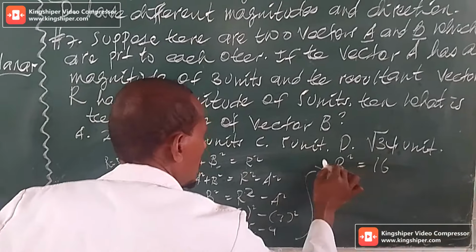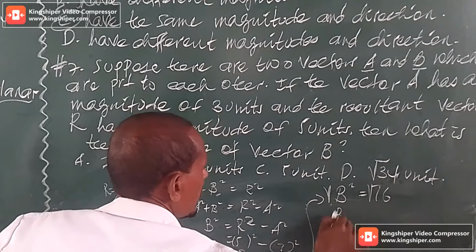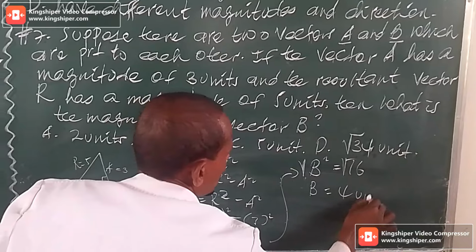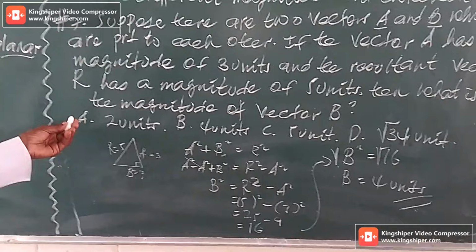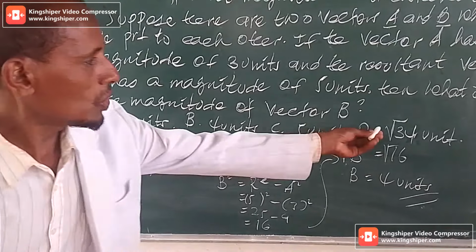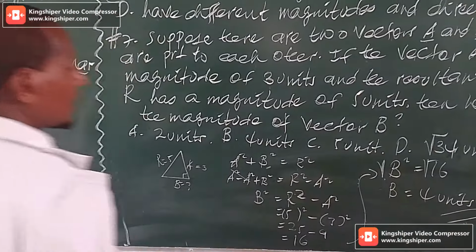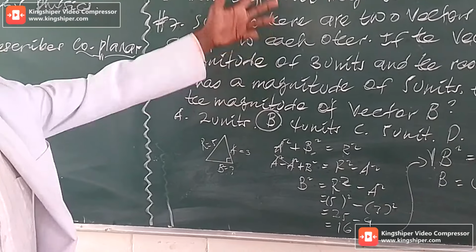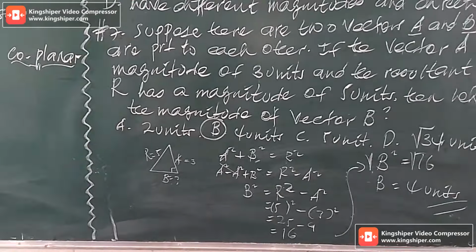Let's put both sides under radical. This is under radical, this is also under radical. From the given, B equals the square root of 16, which is what? 4 units. So from the given alternatives, choice A 2 units, choice B 4 units, choice C 5 units, choice D says 34 units. According to the given result, B is the solution. According to this, we have solved some problems which are asked in the model.